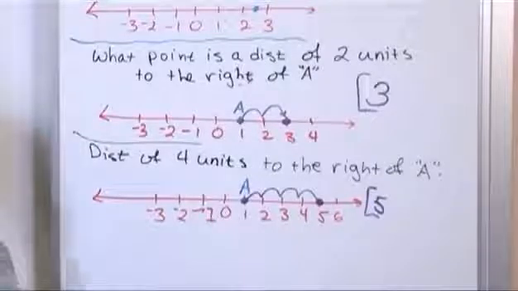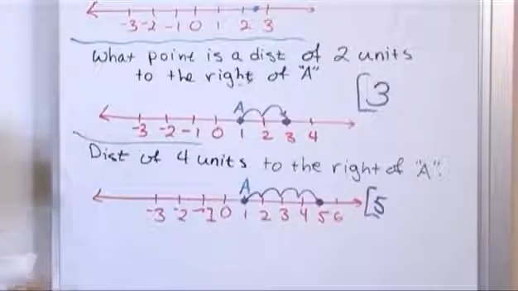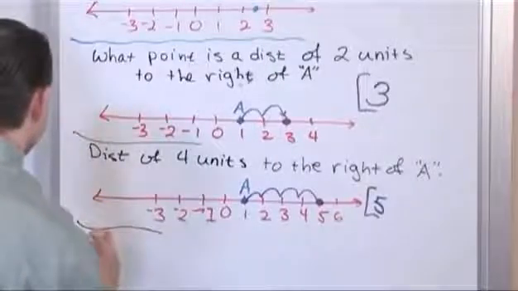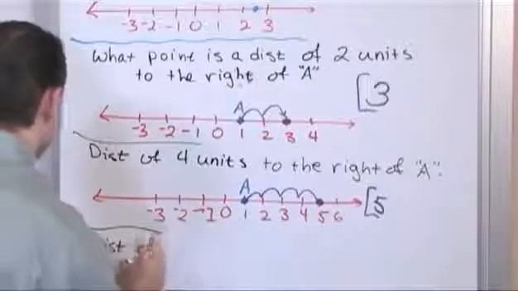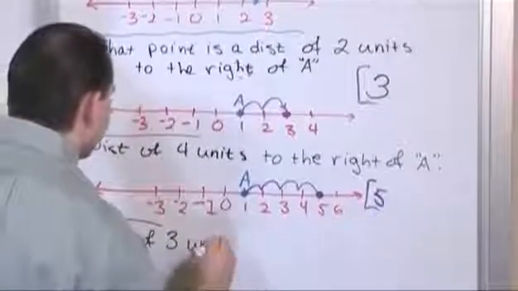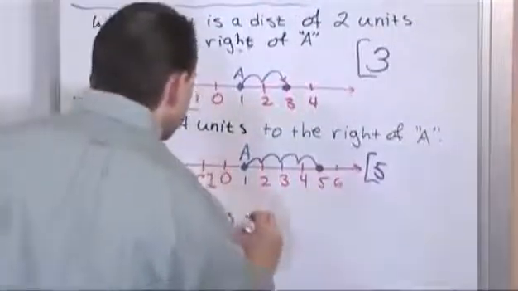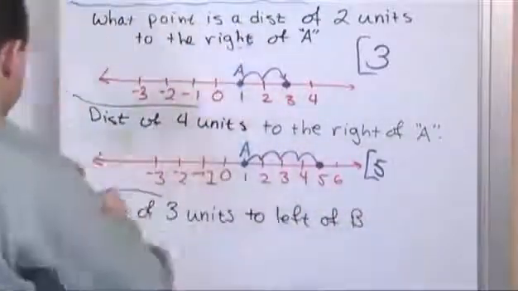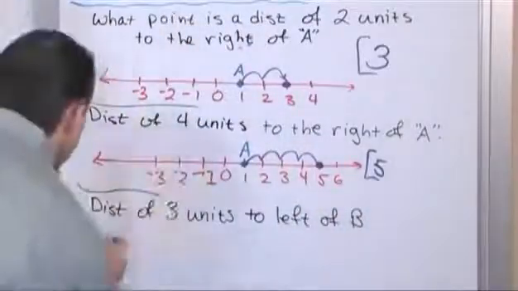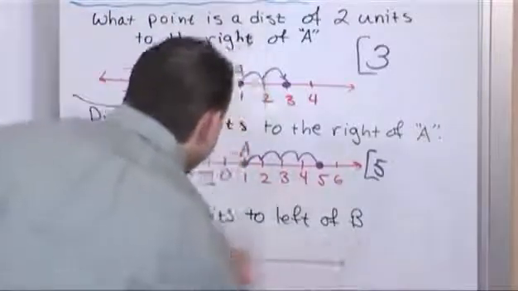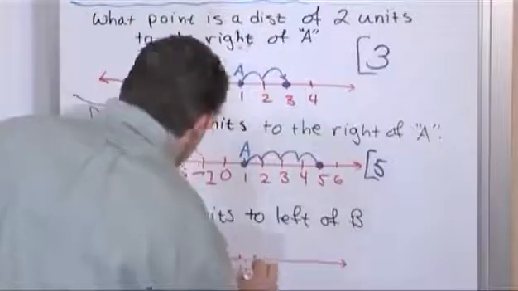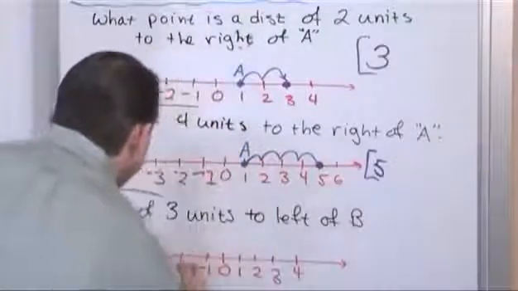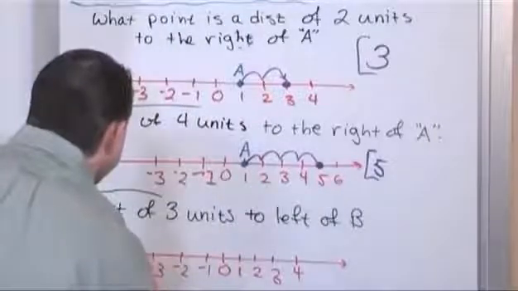Now let's do one more. This one is sort of going to be more like what you would think of when you think of subtraction. So what point is a distance of 3 units to the left of B? And I haven't drawn it, so let's draw it. Let's say we had a number line given to you on a test. This is 0, 1, 2, 3, 4, negative 1, negative 2, negative 3, negative 4.